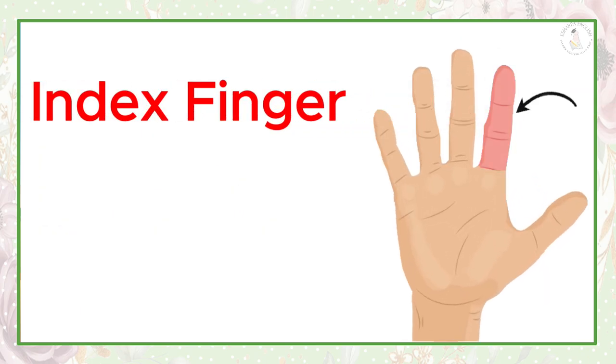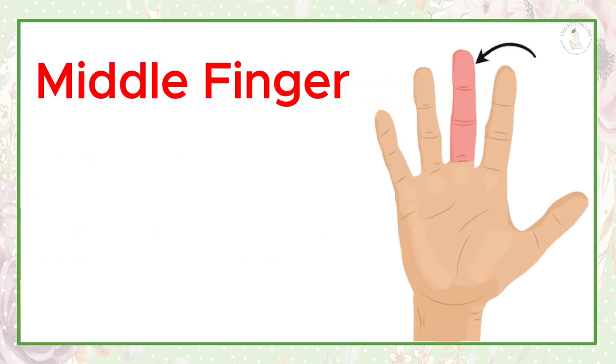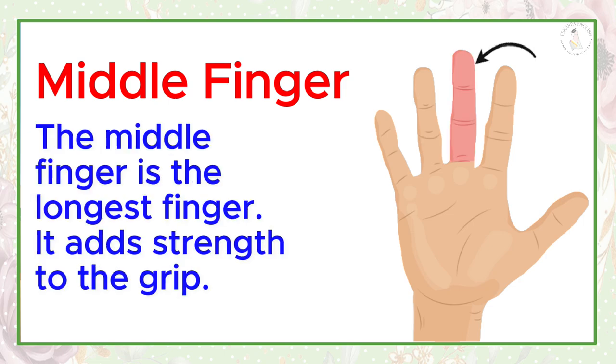Index finger. The index is the first finger next to the thumb, used for pointing. Middle finger. The middle finger is the longest finger. It adds strength to the grip.